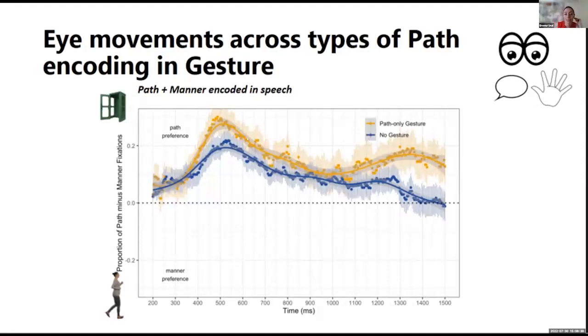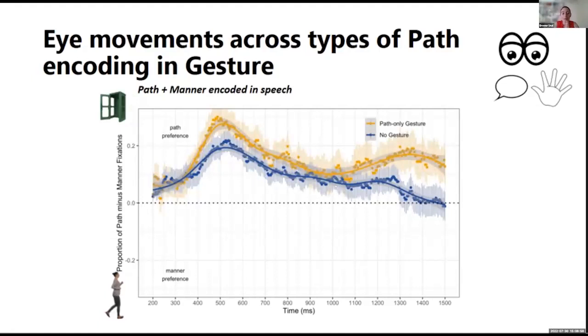So people had even higher path preference, both at the beginning of the viewing of the event and also towards the end of the event description, when they produced a path-only gesture, whereas this tendency was a bit lessened when they did not produce any path gestures or any gestures at all.